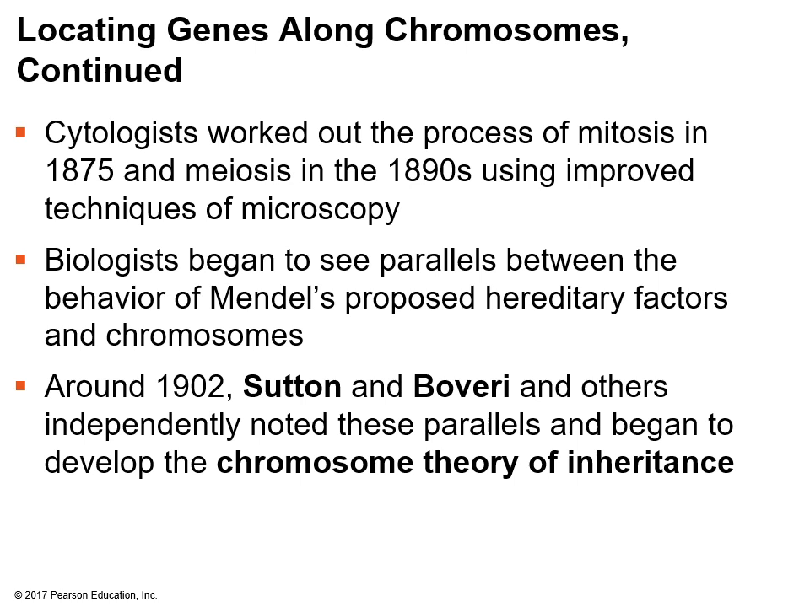Cytologists worked out the process of mitosis in 1875 and meiosis in the 1890s using improved techniques of microscopy. Cytologists are biologists who study the cell and its structures. And biologists began to see parallels between the behavior of Mendel's proposed hereditary factors and chromosomes. Around 1902, Sutton and Boveri and others independently noted these parallels and began to develop the chromosome theory of inheritance.